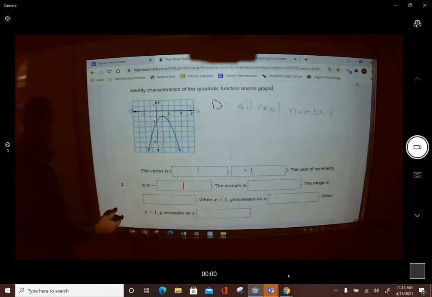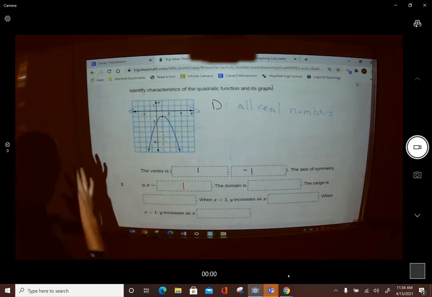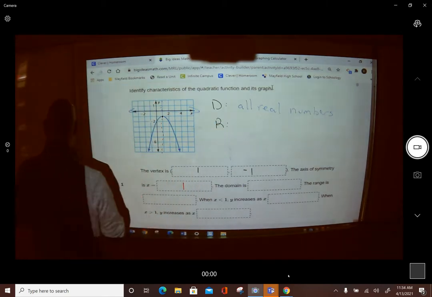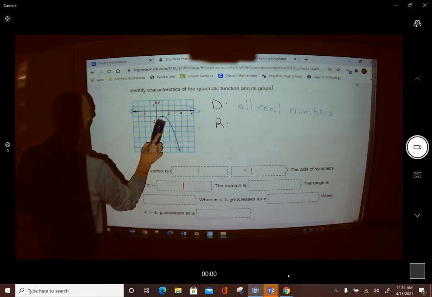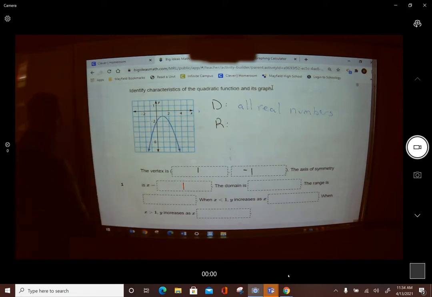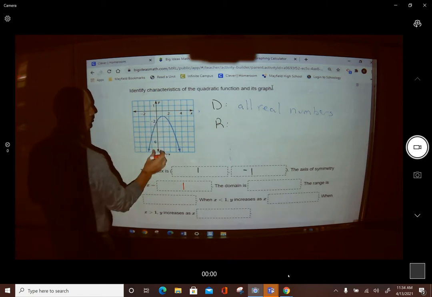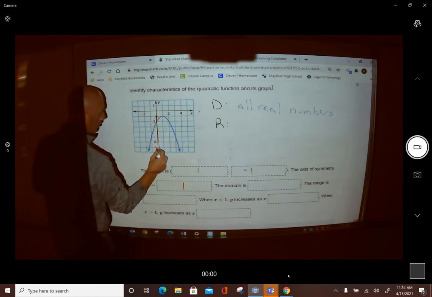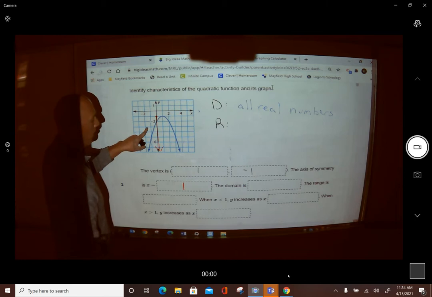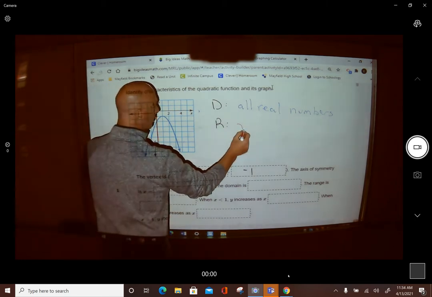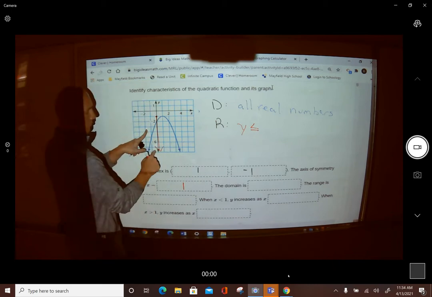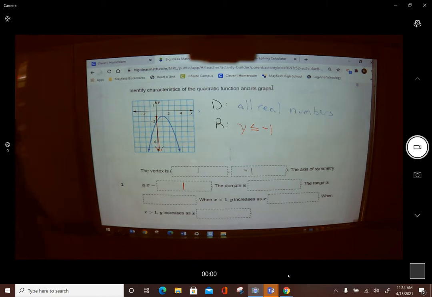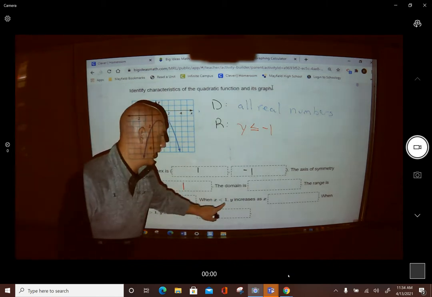The range, so the range is just the y values. So when we look at the range, I'll do this one in red so we get rid of this part. When we look at the range is where is my picture on the y-axis. You see it starts right here and goes down. And it goes down forever. So the range is all the y's less than or equal to, all the y's less than or equal to or below -1. Okay? So those would be the ones you put for the domain and the range.